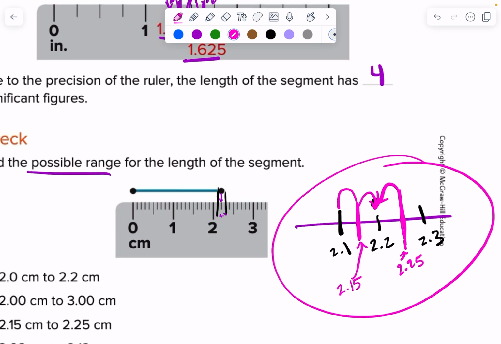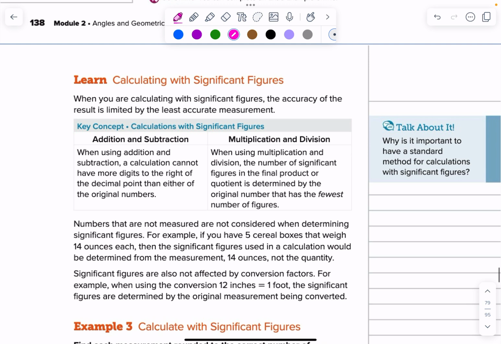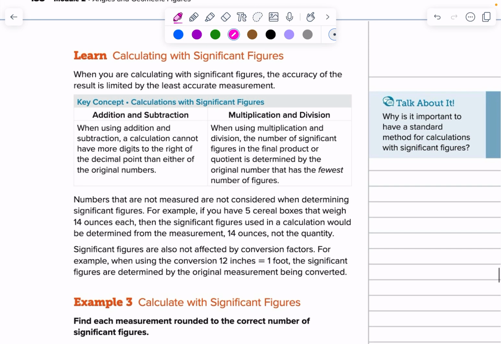So the answer here is part C, or letter C, 2.15 to 2.25 is what that actual range of measurement is. So that's a little bit different than probably what you've talked about in Mr. Booth's class. Okay, now we're going to do some calculations with that. So calculating with sig figs, I'm going to do add, subtract, so plus minus rules over here, and multiply, divide rules over here.